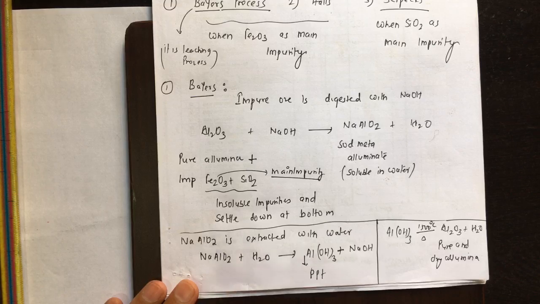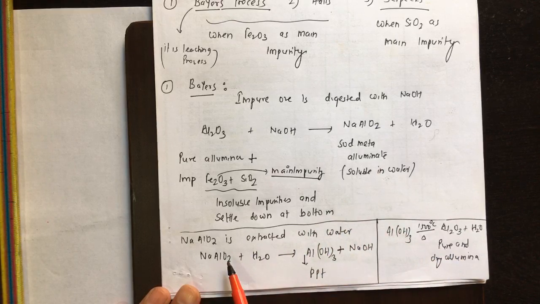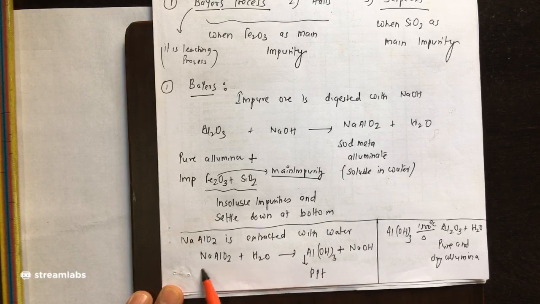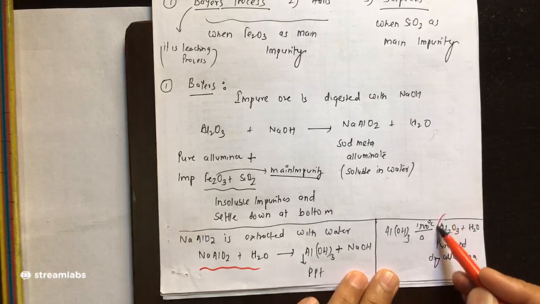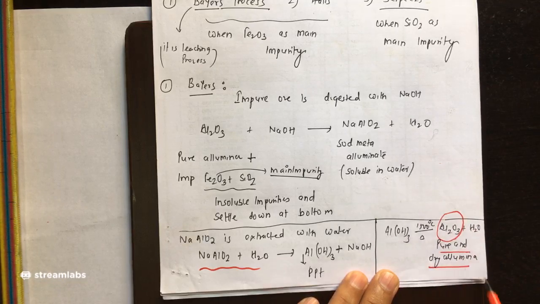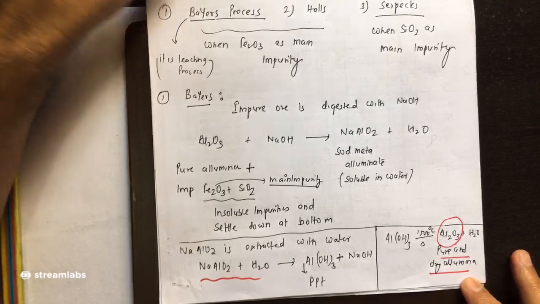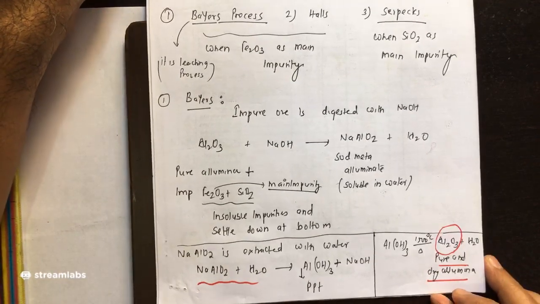Bayer's process: you are digesting with NaOH, and this sodium meta-aluminate which you got, you extract with water because we want to get pure alumina. When you extract with water, you get a hydroxide precipitate, and that aluminum hydroxide will precipitate down. After the precipitation, you take the filtrate and heat that aluminum hydroxide at a temperature of nearly 1500 degrees centigrade. So what will happen? Al2O3, you get it, that is pure and dry alumina. That is called Bayer's process. I hope you got it, everybody.